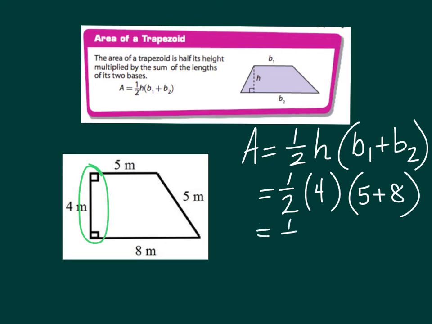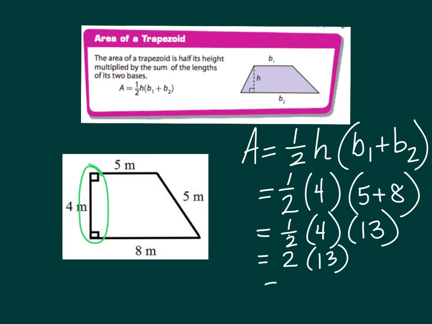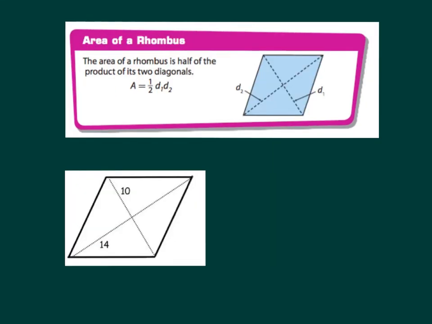Okay. Order of operations says I need to do what's in the parentheses first, so I'm going to leave the 1/2 and the 4. 5 plus 8 equals 13. So my brain right now, I don't want to take half of 13, so I'm going to take half of 4, so I'm going to do 1/2 times 4, which is 2. And then I have to do that times 13. 2 times 13 equals 26. These are meters squared.